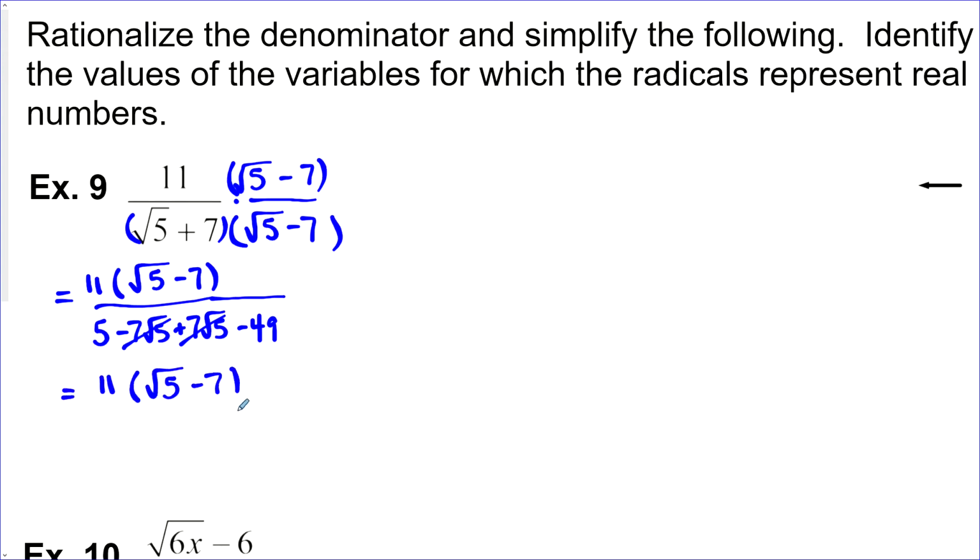Let's try to simplify this up now. 5 minus 49. Looks like we can divide top and bottom by 11. So root 5 minus 7 over 4, negative 4. And that would be good. If we wanted to, we could put the negative in front, or we could divide the top and bottom by negative. Either one of these would be fine.